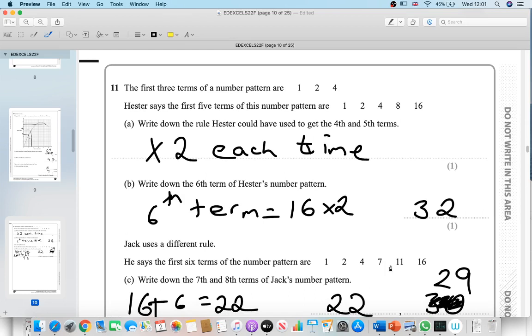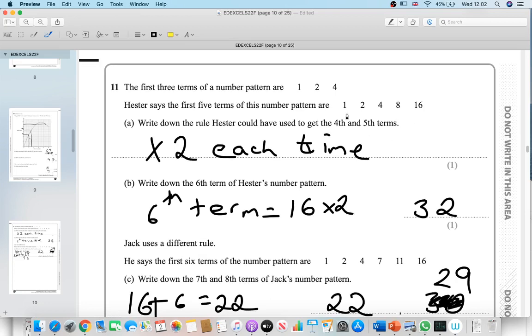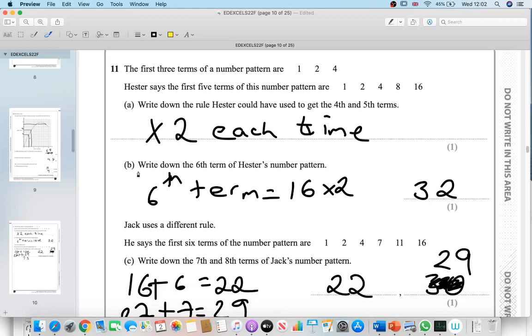Right, guys, question number 11. The first 3 terms of a sequence are 1, 2, and 4. Hester says the first 5 terms of a sequence are 1, 2, 4, 8, and 16. Write down the rule for Hester that could work out the 4th and 5th term. I multiply by 2 each time. So this is what I call a geometric sequence. So doubling it each time. Multiply by 2.